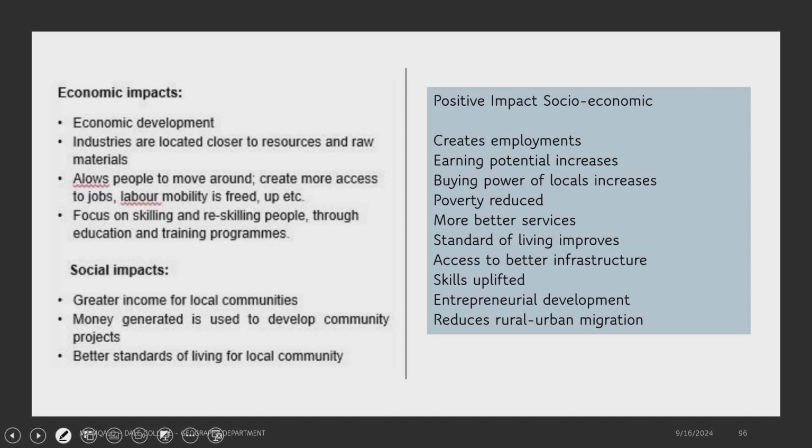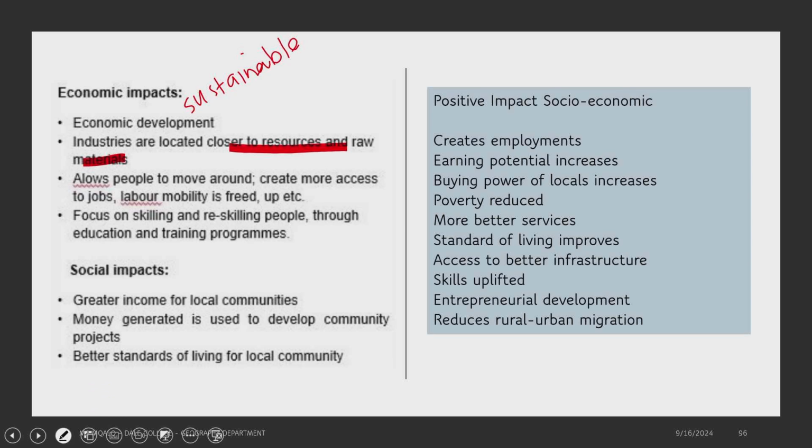Then, when we look at the economic impact, economic development, please ensure you always add the term sustainable economic development, because we don't just want an industry that's opened in 2024 and by 2027 it's already stopped. It's all about generational economic development. Industries are located closer to resources and raw materials. So that is, of course, going to decrease your transport costs and you're going to make more profits.